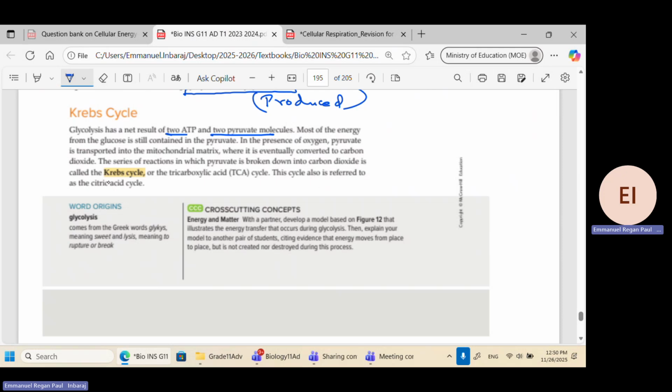Okay, what is the other name of Krebs cycle? The Krebs cycle is also called tricarboxylic acid, TCA cycle. It is also referred to as citric acid cycle. They may ask you any of these two terms, so you must learn both. All three names are the same: Krebs cycle, TCA or CAC. So that is the only question here.